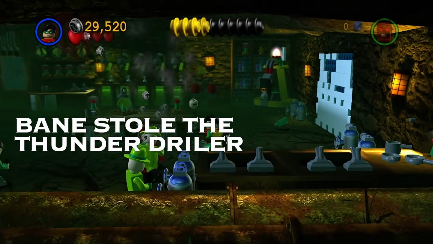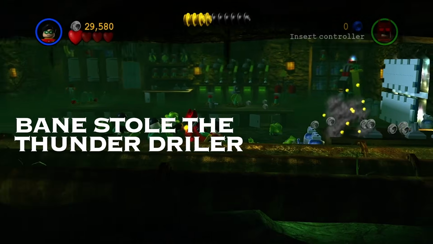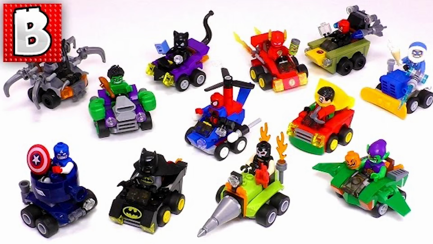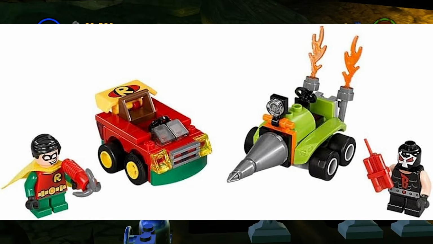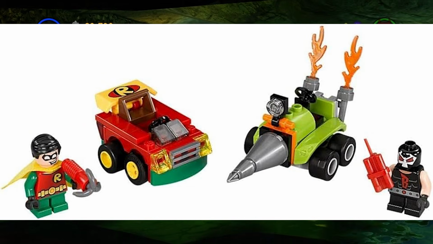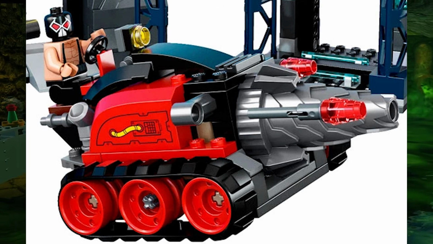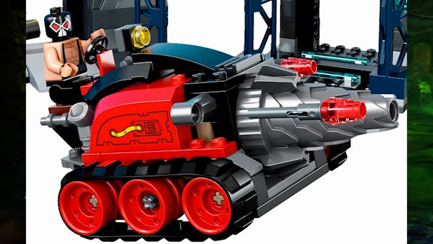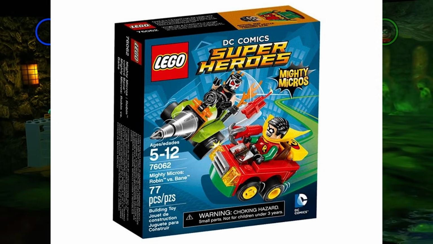Bane stole the Thunder Driller. Going back to the Mighty Micros entry, one of the sets from the first wave of that sub-theme is very appropriately called Robin vs. Bane. The main build is this driller for Bane, and unlike previous Bane drill vehicles, like in the 2012 Batcave, this build is lime green and orange as opposed to red and black.